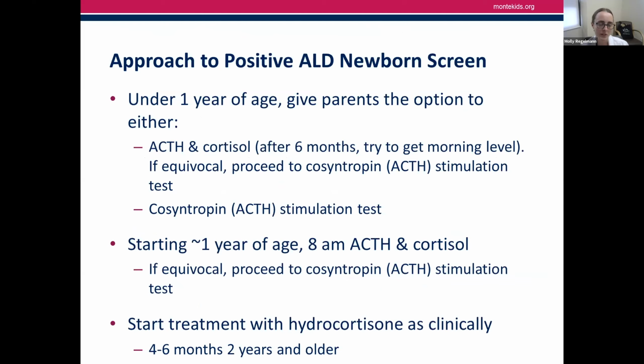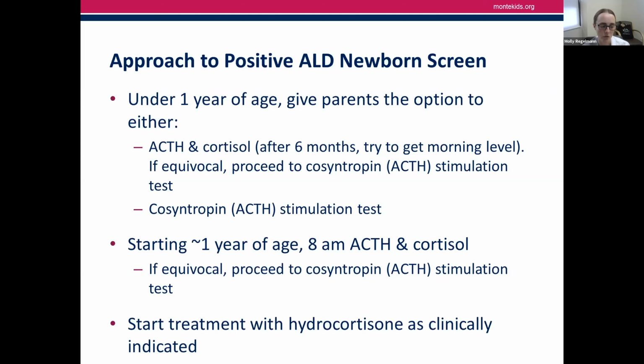I'm going to show you an algorithm here shortly that looks very scary and is big on the screen, but the gist of it is we measure ACTH and cortisol, because under 1 year of age, it is hard to predict when ACTH and cortisol levels will be highest. I do offer parents the option to either do random levels under the age of 1, or to do a stimulation test if it's hard for them to travel back and forth to the hospital.